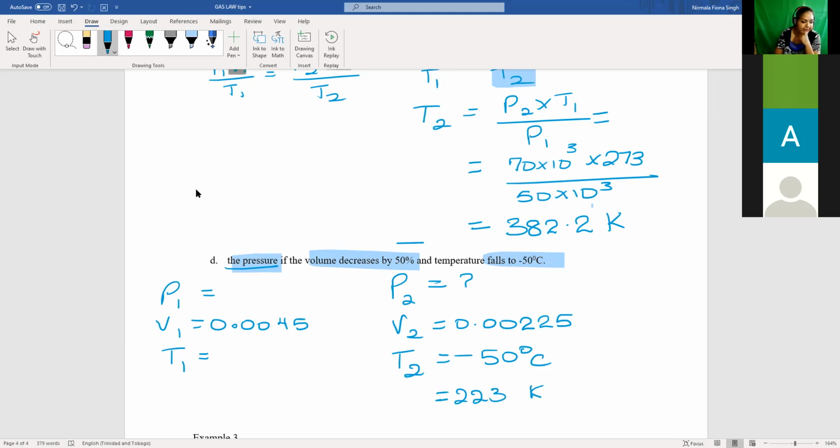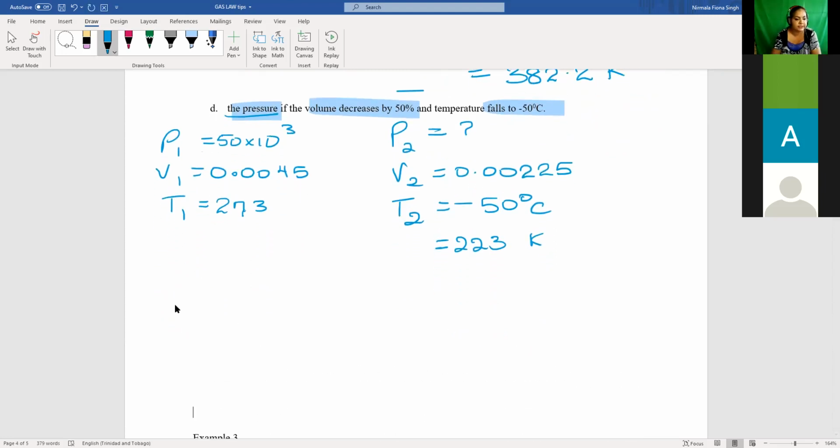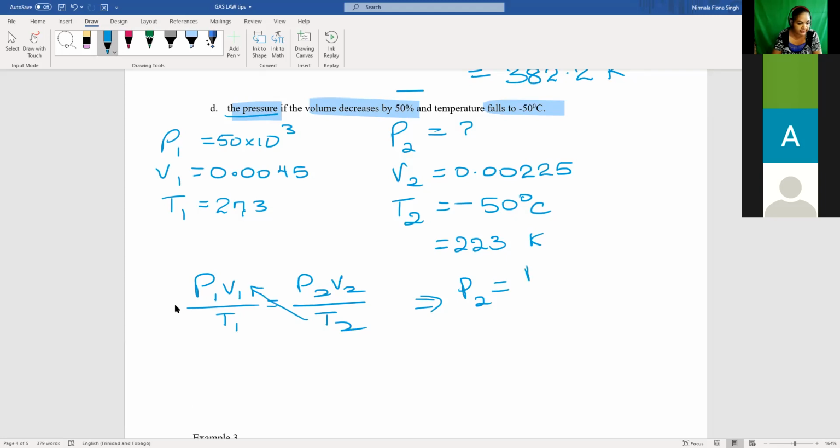So they've asked us to calculate the new pressure. The original pressure was 50,000. I'm going to give you all the numbers to calculate. And the original temperature was 273. So let's just go back into our formula. Pulling back our formula on the screen. So you're going to have P1 V1 over T1 is equal to P2 V2 over T2. And they've asked us to find P2. If you go ahead and manipulate your formula, you cross multiply here first, so you're going to get P1 V1 by T2. And then you cross multiply and divide, and you're going to end up with T1 by V2.